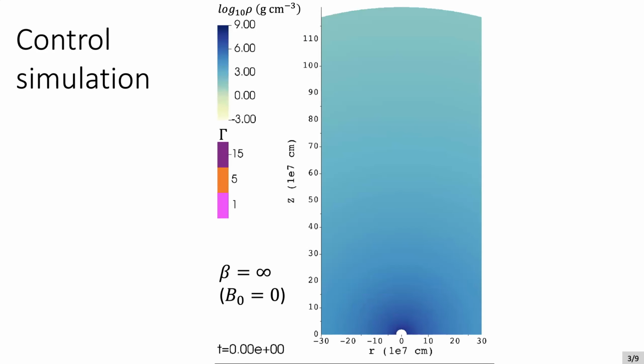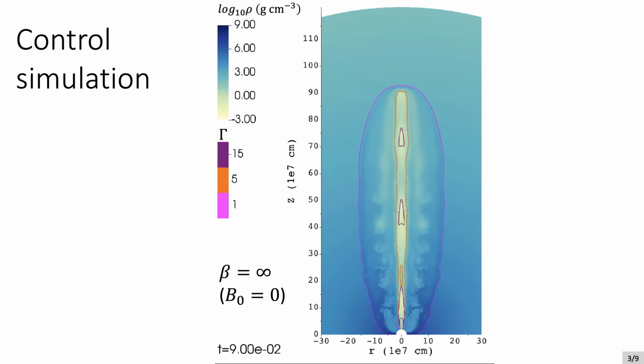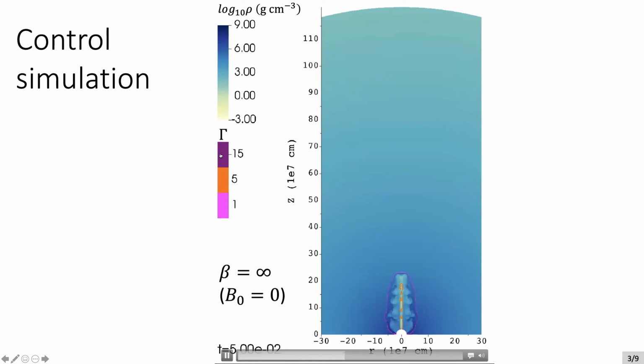So let me show you this control simulation that we have here. I am showing the density map in logarithmic scale in grams per cubic centimeter. We can also see the isocontours of Lorentz factors 1, 5, and 15 for the different colors. And you can see the evolution of this jet at the edge of the domain.